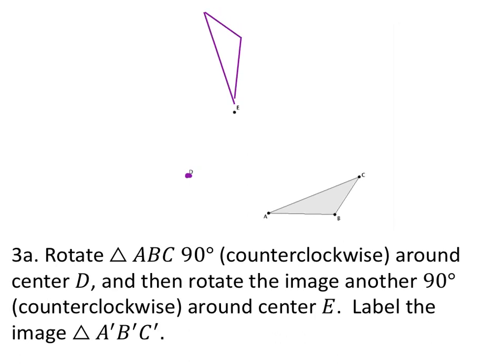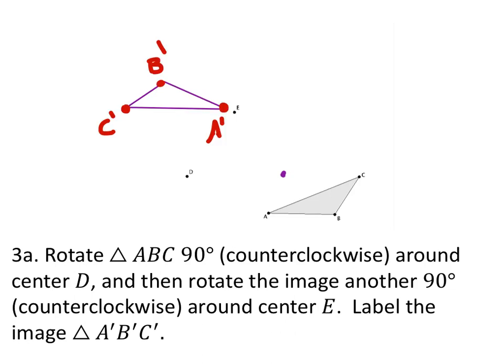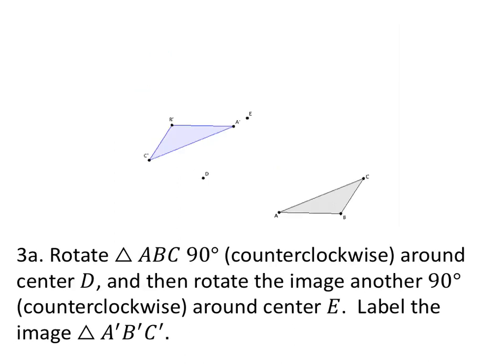Now it wants us to rotate this around the center E, another 90 degrees counterclockwise, about right there. The next thing we need to do is label this with the points A prime, B prime, C prime. This is the double rotation. If we had done this exactly, we would have gotten something like this, but since we're doing this freehand, being close is okay for now.